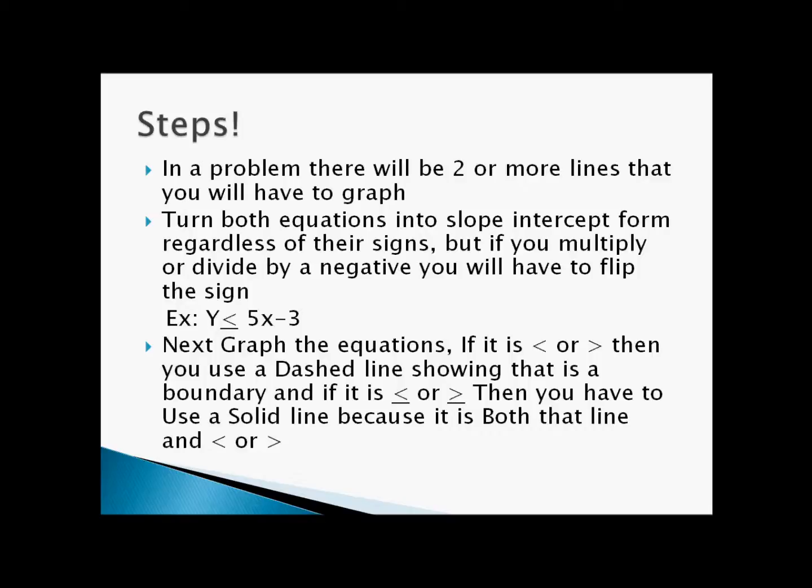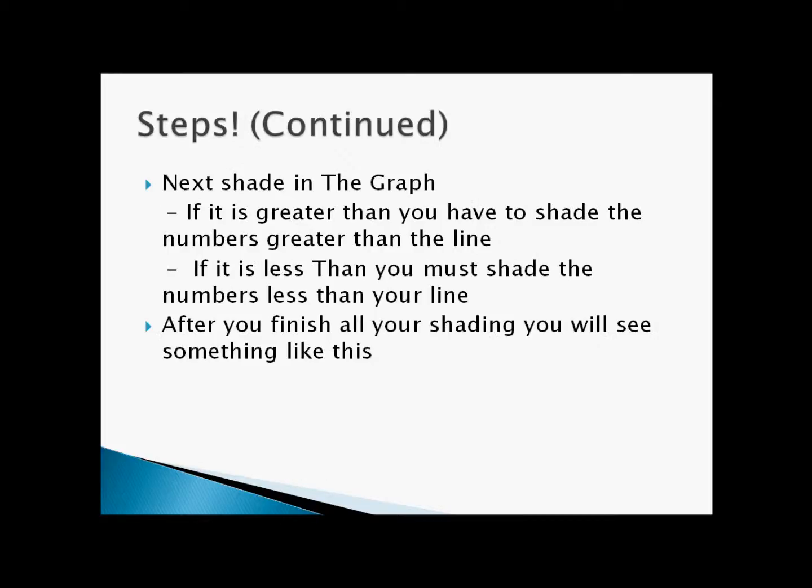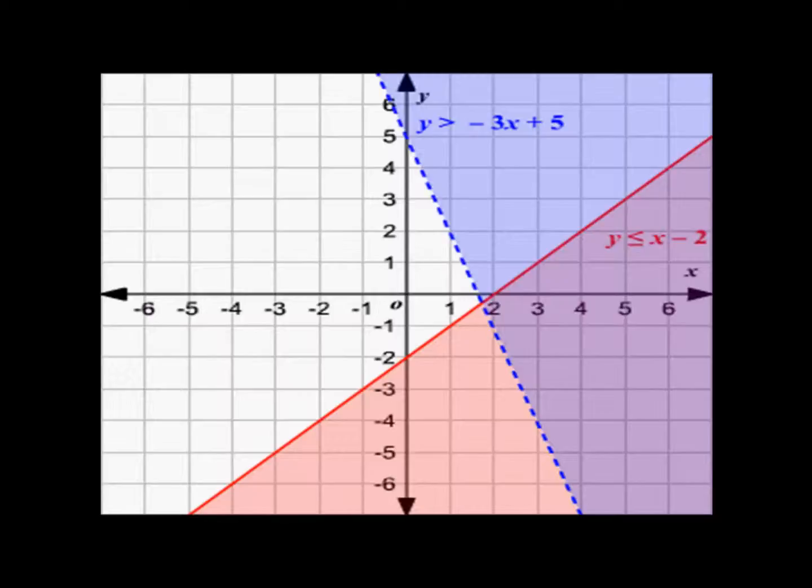So next, the equations. If it is less than or greater than, then you just use a dashed line showing that is a boundary, that you're not counting those points. And if it is less than or equal to or greater than or equal to, you have to use a solid line, because both that line and whatever's greater than or whatever's less than is going to count towards your answer.